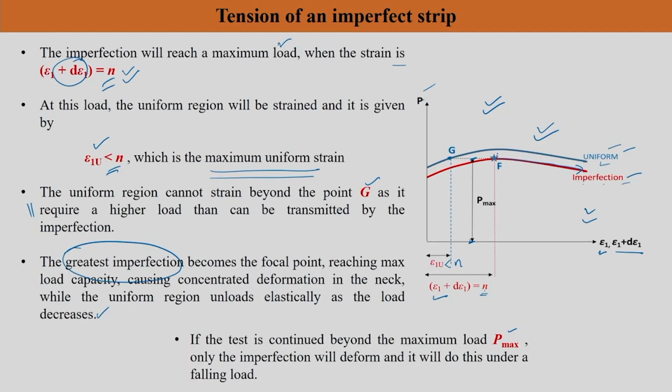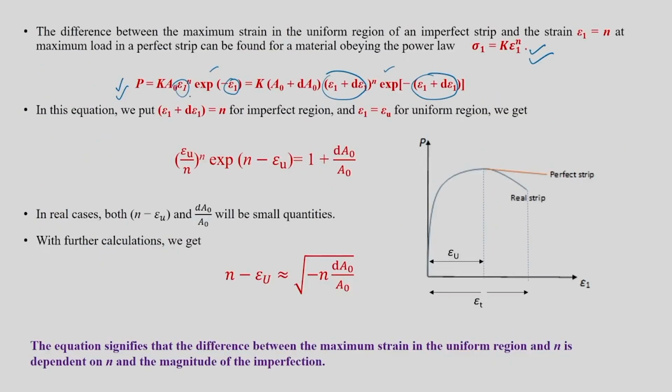If that is the case, in the imperfect region F is reached. At that time, what is going to happen in G or in the uniform region is nothing but epsilon 1 u, which will be less than n. So, epsilon 1 is nothing but epsilon 1 u here. Here epsilon 1 is nothing but epsilon 1 plus d epsilon 1, which will be equal to n. If I replace epsilon 1 here by epsilon u and epsilon 1 plus d epsilon 1 by n here, you can follow some steps, and finally I will get a simple equation like this: epsilon u by n power n exponential n minus epsilon u is equal to 1 plus d a naught by a naught.